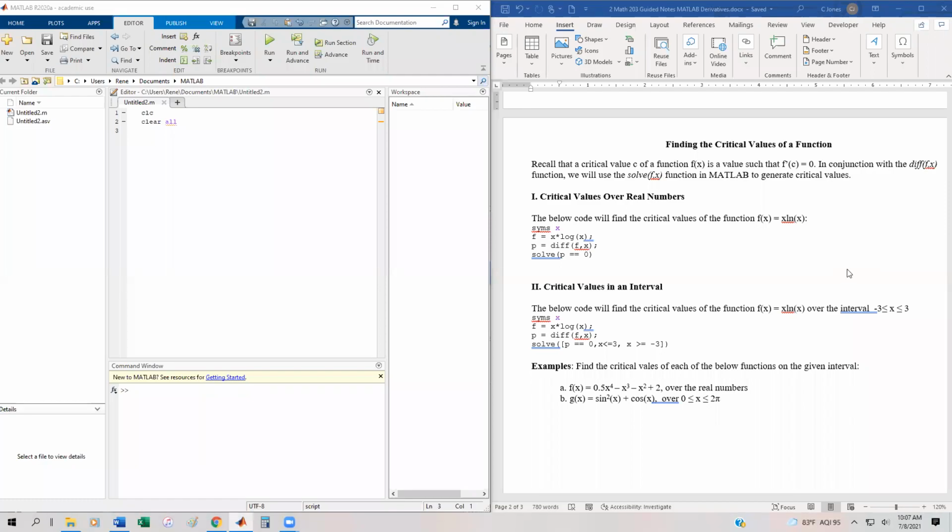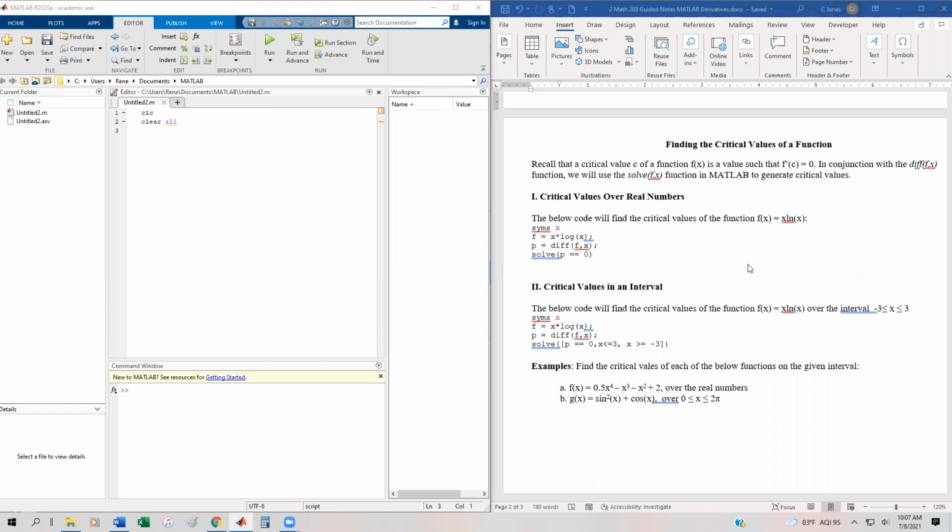In this video, we're going to take a look at how we use MATLAB to help us find the critical values of a function. The critical values, you recall, are those values where we take the derivative of the function, set it equal to 0, and solve it. And of course, if the function is undefined at that point, that's another part of the critical values.